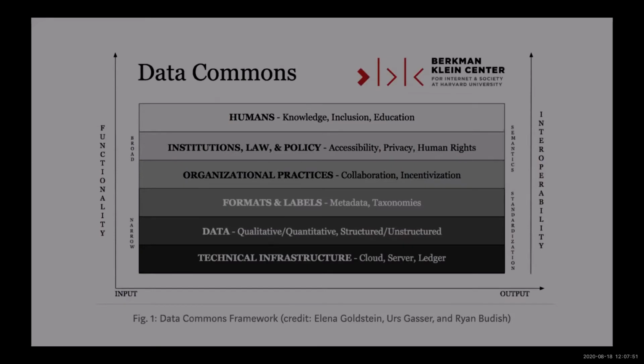Some of you may also be aware of the Berkman Klein model. Emerging from discussions during the 2018 Data for Good Summit, the Berkman Klein Data Commons model synthesizes challenges and practices of constructing and managing data commons into 6 categories. These being humans, so issues surrounding how to build knowledge, inclusion, and education; institutions, laws, and policy for improving accessibility, privacy, and human rights; organizational practices driving collaboration and incentives; formats and labels. Here we're talking really about metadata, ontologies, and taxonomies and standardized vocabularies, to the data itself.